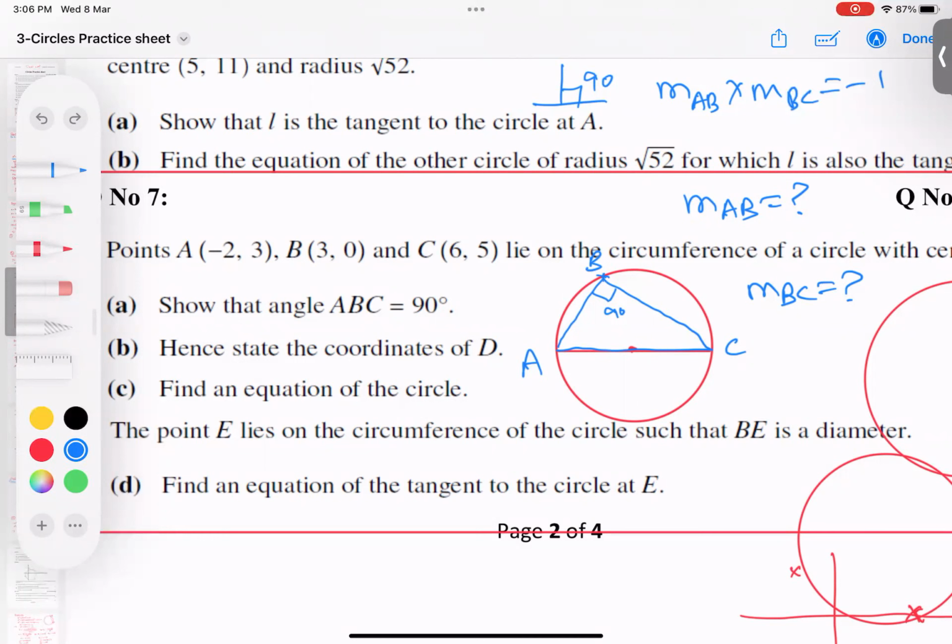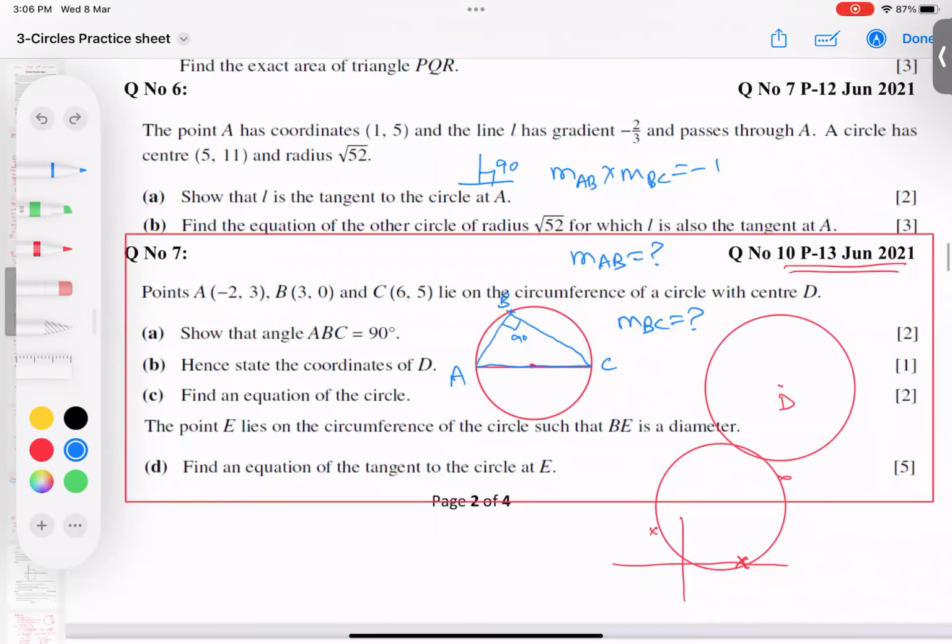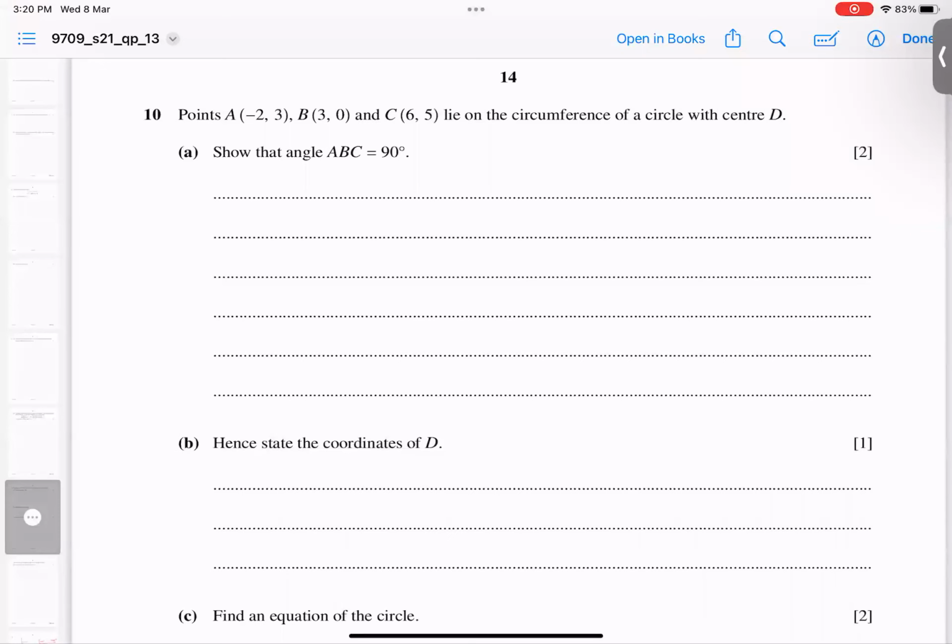It is understood that AC will automatically become the diameter. Then you can find the midpoint of A and C, the midpoint of these two points, and get the center of the circle. And then you can find the equation of the circle as well. So I hope the concept is much clearer. Take your time, please.